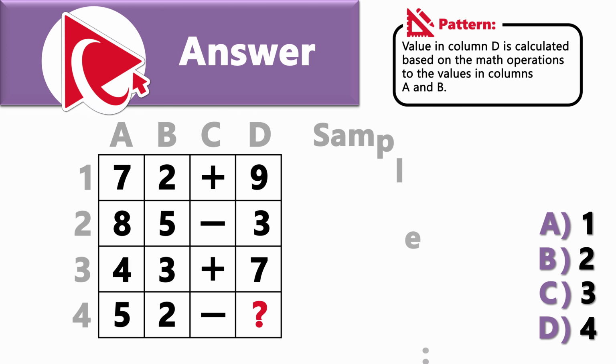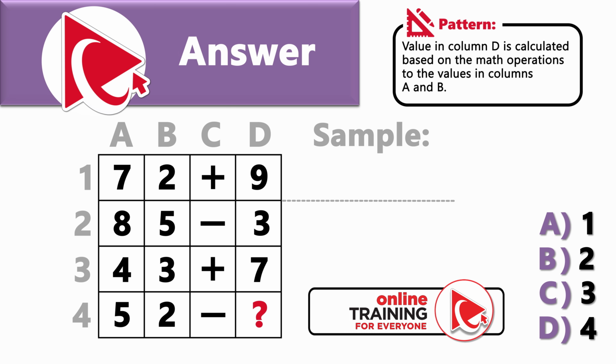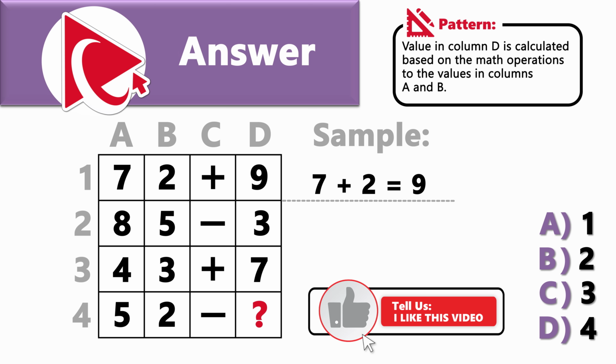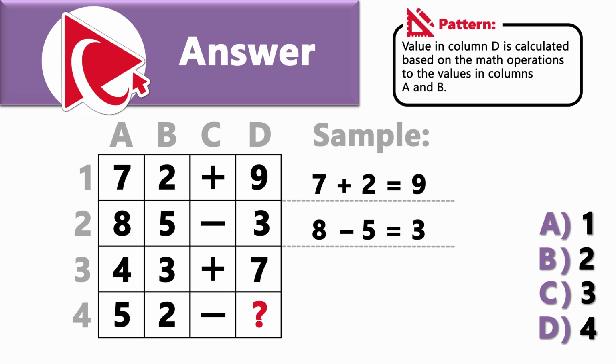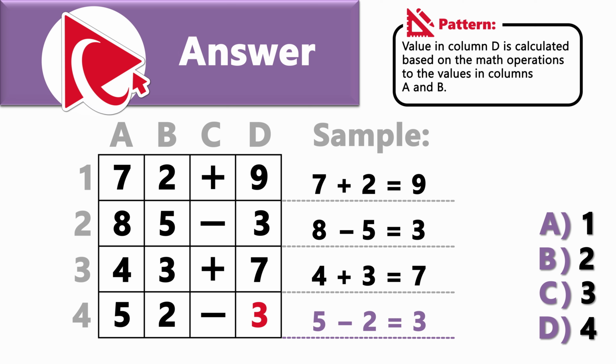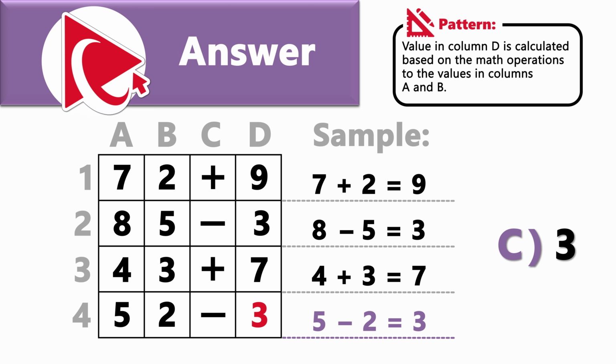To calculate the values in row 1, we need to add 7 plus 2, and the result would be equal to 9. Value for row 2 is calculated as 8 minus 5 and equals to 3. For row 3, 4 plus 3 equals 7. Let's do the math now for the missing value. 5 minus 2 equals 3. So the correct answer here is choice C, 3.